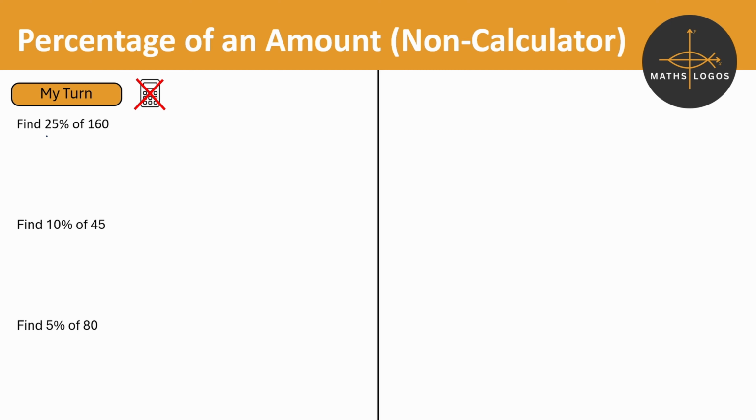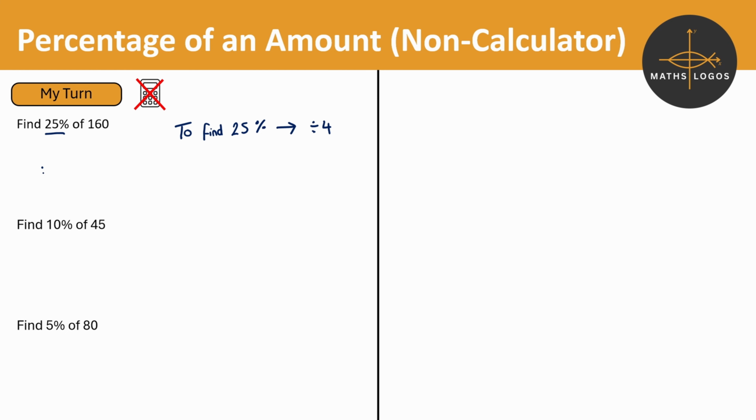So our first question says find 25% of 160, and there are a few percentage equivalencies that we need to be really comfortable with, and one of them is 25%. So to find 25% we divide by 4. So I've just written that, to find 25% we divide by 4.